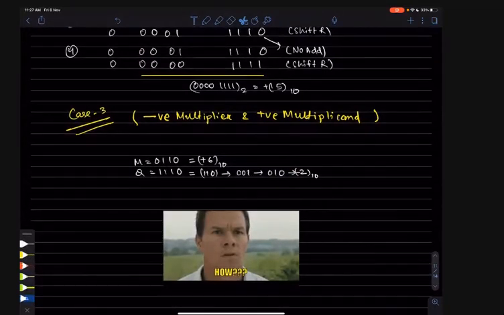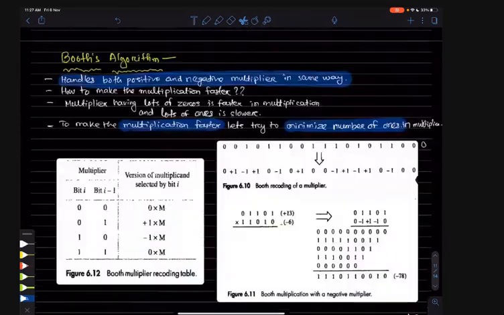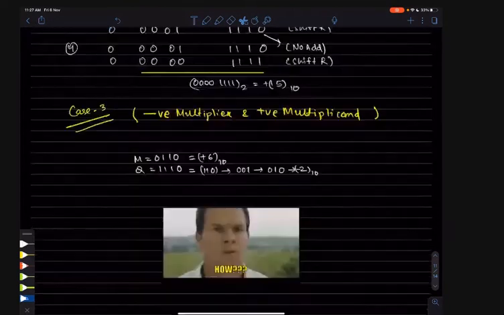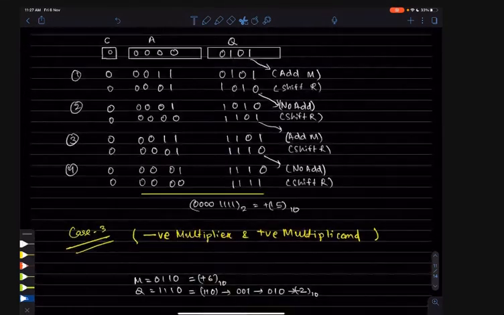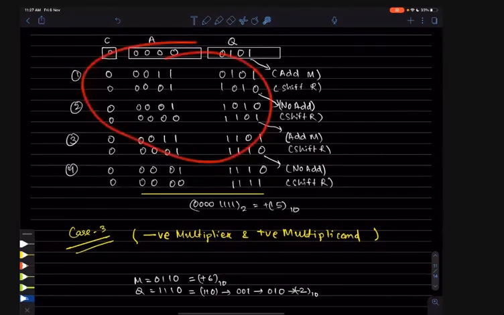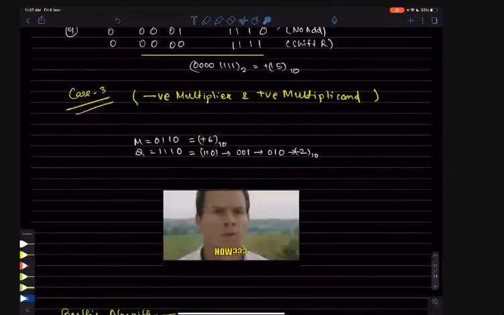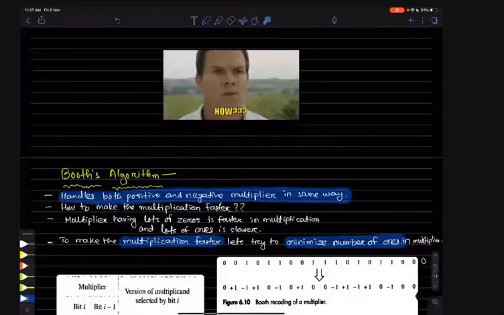Okay, done. Then we will go for the next multiplication algorithm, which is called Booth's algorithm. Why did Booth's algorithm come? Because the multiplication is still slow. So that's why a new method came, which is called Booth's algorithm. Why it is slow and how to improve, let's see.